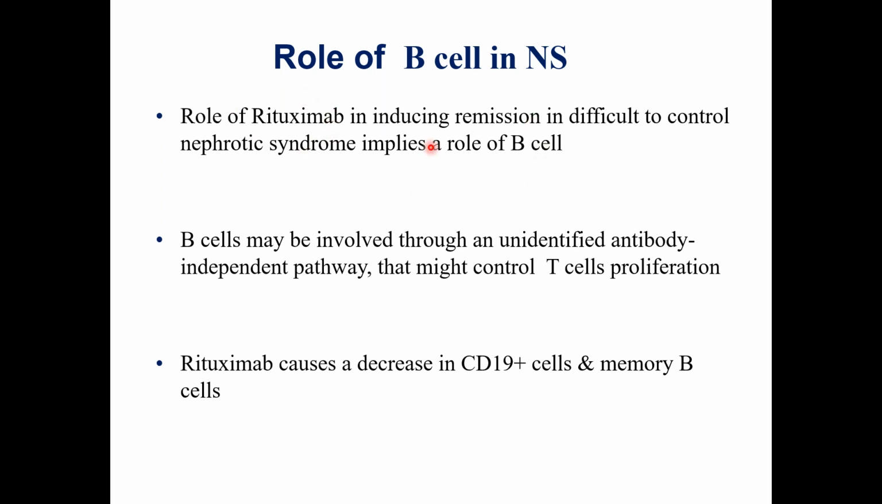So if a depletion of B cells also induces long-term remission, it implies that B cells also have a role in the occurrence of nephrotic syndrome, and it may be through unidentified antibody independent pathways that may control T cell proliferation. So in the body, T and B cells are not very separate entities. There is always a crosstalk happening between these two groups of cells, and this probably results in proteinuria. So the occurrence of proteinuria is a more complex mechanism. It is not just entirely the role of T cells probably.